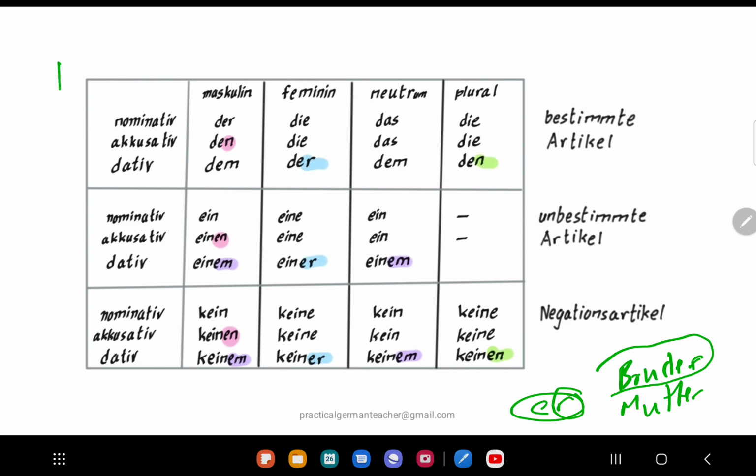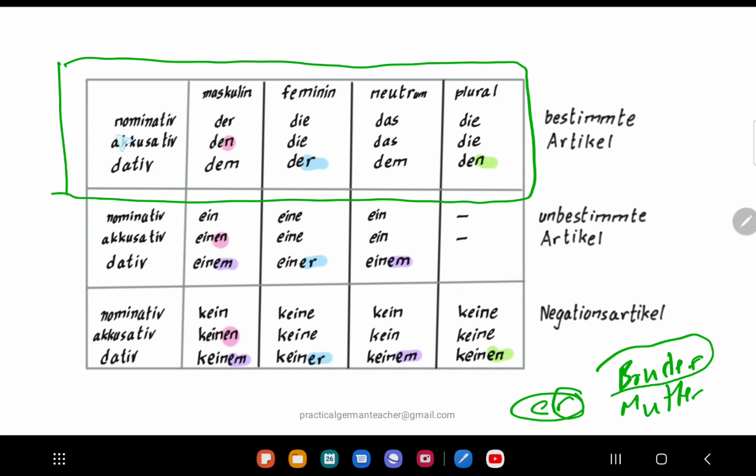So if you just know how to write this table, you don't have to remember it. You just remember this part, this much, right? For bestimmte article, masculine der, feminine die, neutrum das, plural die. And then when you go to accusative, feminine, neutrum, plural remain the same, only masculine becomes den. Now when you go to dative, masculine and neutrum will also change, but they will be the same: dem. Plural will be n, feminine will be der. Okay, der, dem, der, dem. Now, I think you can follow the pattern.